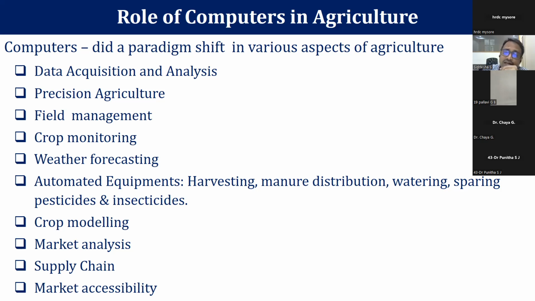Next is market accessibility. I have grown the crop, I got a good yield, but where to supply? This is going to be the question. Whether I need to supply in Mysore market, or if I go for some other market, I can get much more profit. See, these things will be mapped one to one, so our computing technologies are going to map all these things, and it will help the farmer to make proper decisions so that he does not incur loss.